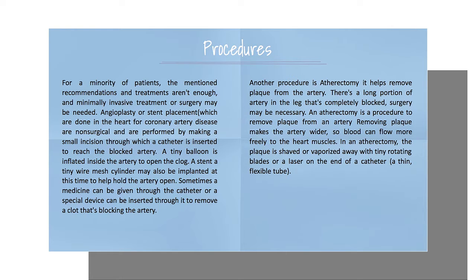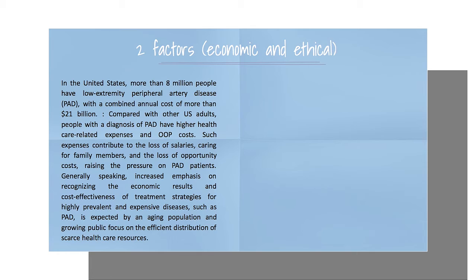Removing plaque makes the artery wider, so blood can flow more freely to the heart muscles. In atherectomy, the plaque is shaved or vaporized away with tiny rotating blades or a laser on the end of a catheter, which is a thin, tiny, flexible tube.